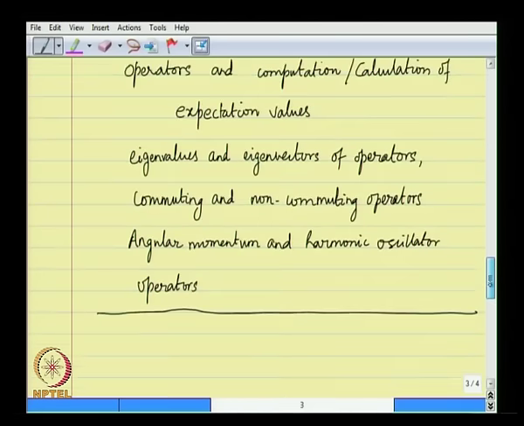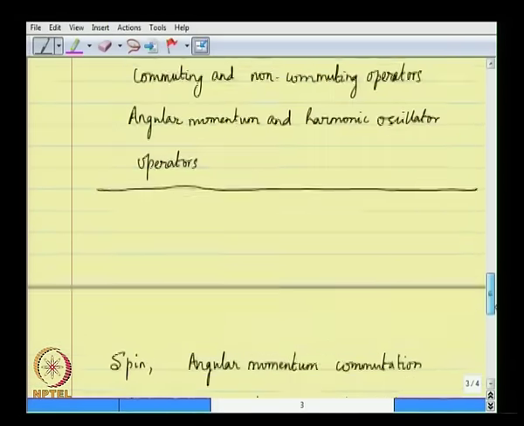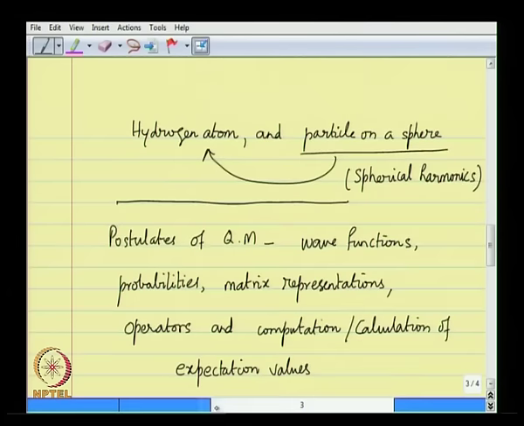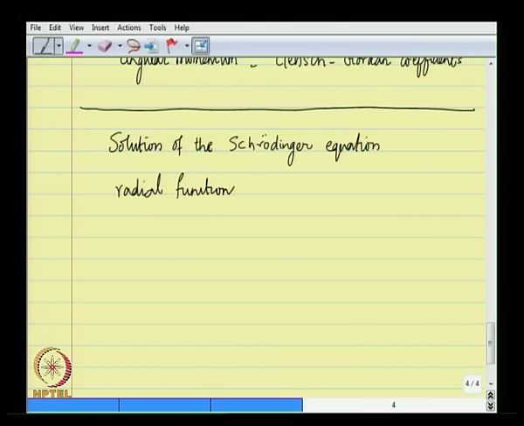In the model problems I mentioned that we will look at hydrogen atom and particle on a sphere, but that will be a full-fledged module by itself, namely the solution of the Schrödinger equation. Radial functions and angular functions. And probabilities.